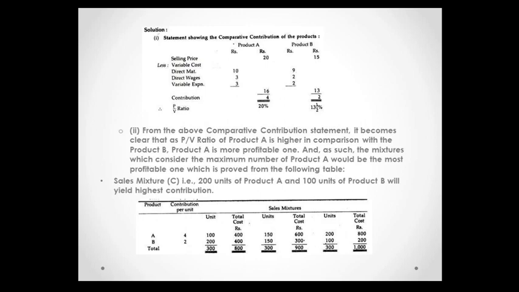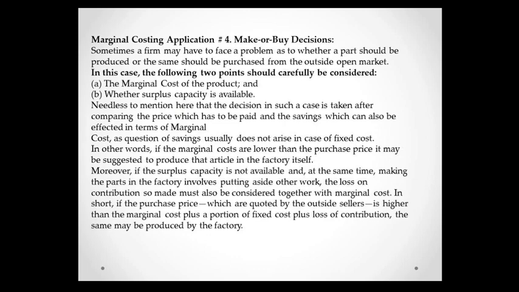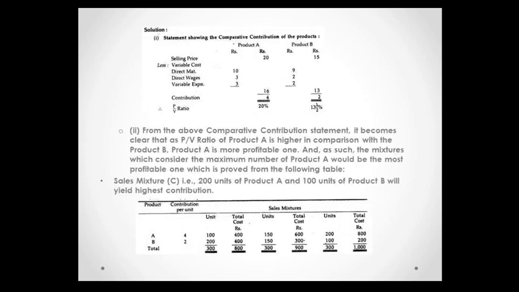So here we are seeing which sales mix is higher, and from this we can come to a conclusion as to which sales mix is higher. We have made the calculation. And we can see from the above table that the sales mix of 200 units of product A and 100 units of product B gives the highest contribution.